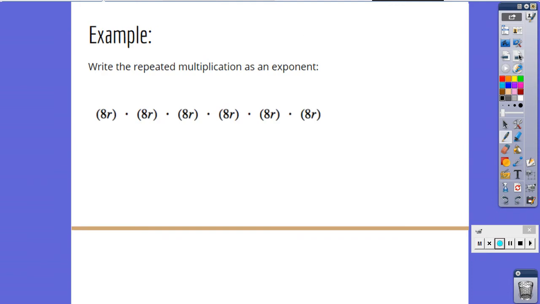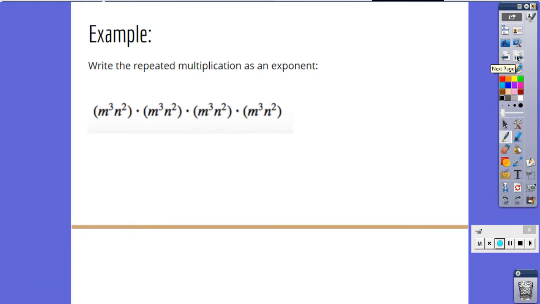As we look at a couple of examples, it says write the repeated multiplication as an exponent. What I want to look for in these scenarios is how many times I have the same exact thing being multiplied times itself. I'm going to write that base, and I'm going to keep it in parentheses because it has parentheses here for each term. And I notice that there are 6 of them. So for my repeated multiplication, I know that I have 8r as my base. There are 6 of those terms that are exactly the same being multiplied together. And so I have 8r to the 6th power.